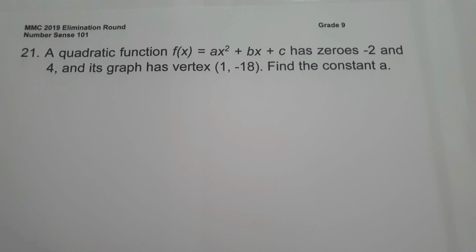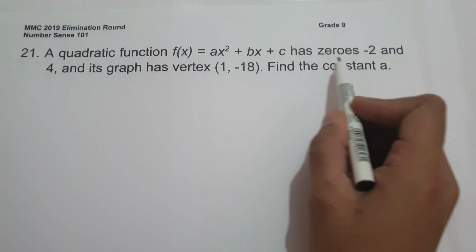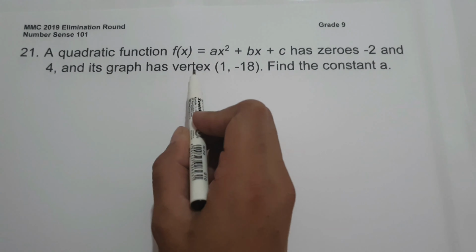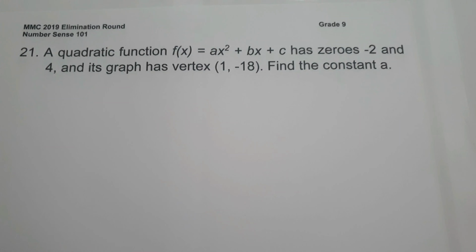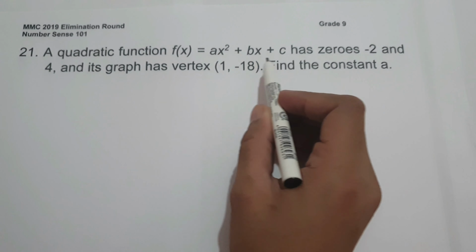On number 21, the quadratic function f of x equals ax squared plus bx plus c has zeros negative 2 and 4, and its graph has vertex (1, negative 18). Find the constant a. So the first thing that we're going to do to find the value of a is to identify the equation written in the form of ax squared plus bx plus c.